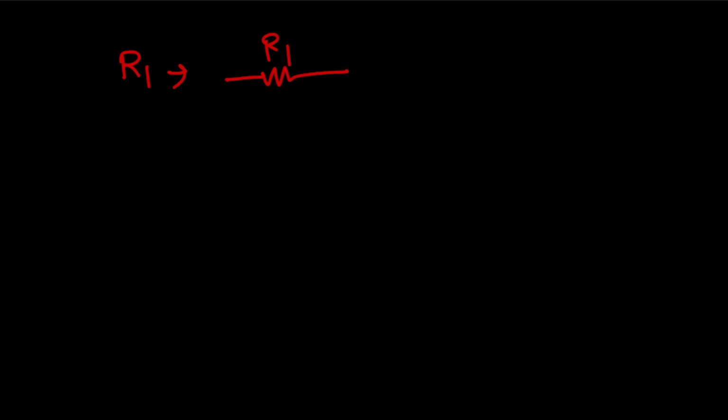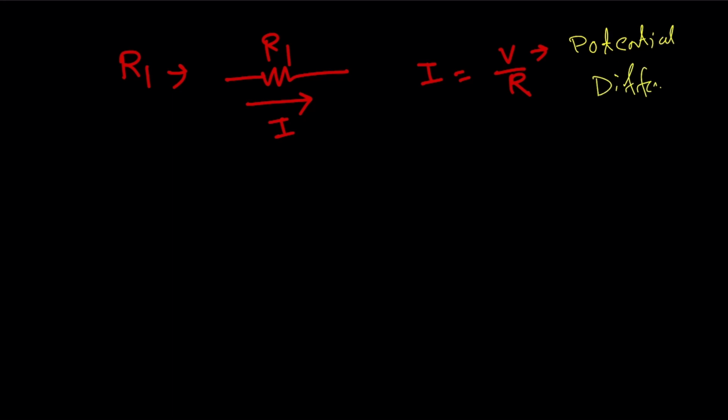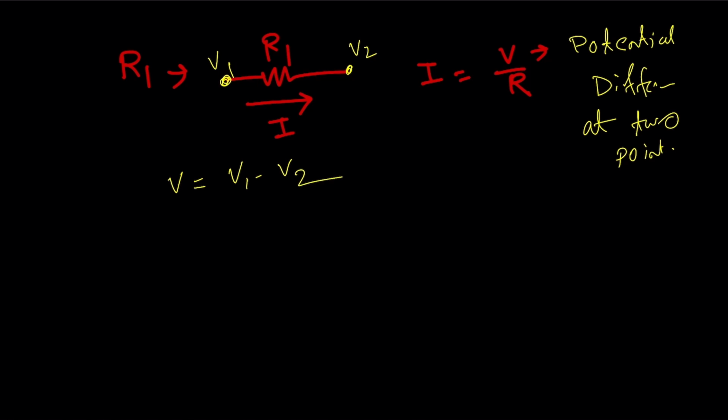And we all know that the current through this resistance is V by R, where V is the potential difference at two points. Suppose this point is V1 and this point is V2, then we can write V is equal to V1 minus V2. And as per Ohm's law, the current I will be V1 minus V2 divided by R1.